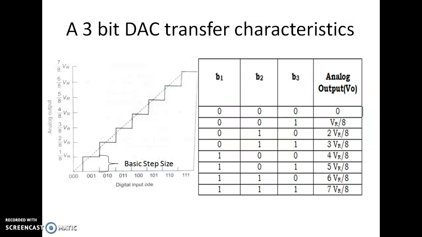Now the disadvantages of the weighted resistor DAC: the accuracy and stability of this type of DAC depend on the accuracy of the resistors used. This type of DAC requires a wide range of resistor values. If the number of bits n per binary word is 8, then the smallest resistor is 2^0 R, that is R ohm, while the largest is 2^7 R, that is 128 R ohm. Thus the largest resistor is 128 times the smallest one, and this proportion will be worse for still higher values of n.